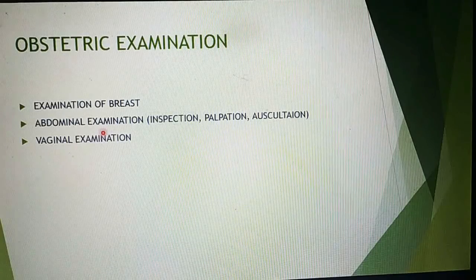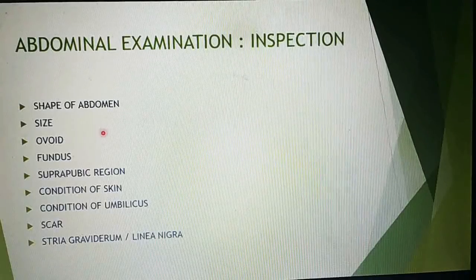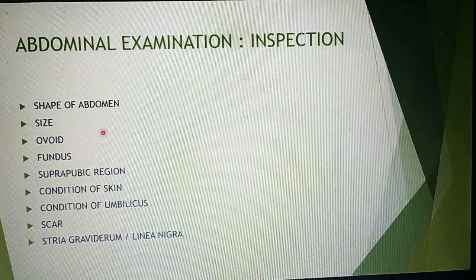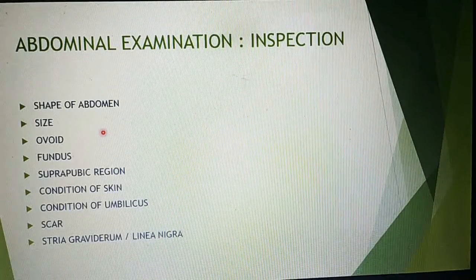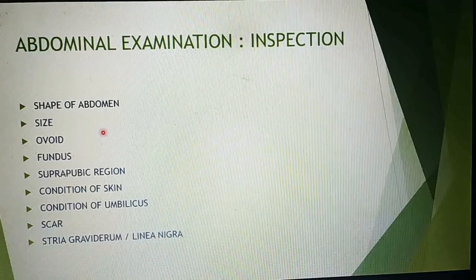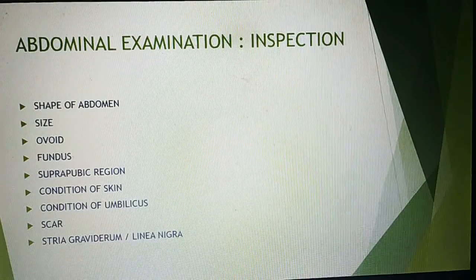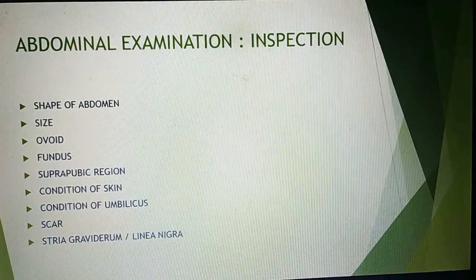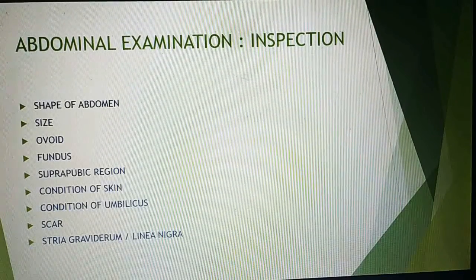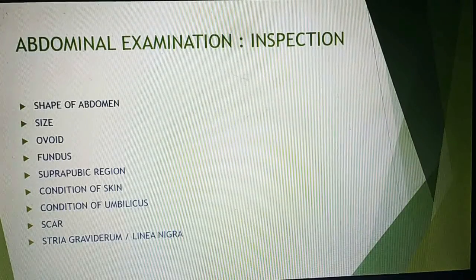Now I'm going to the proper abdominal examination part, that includes inspection, palpation and auscultation. First of all, inspection. Before abdominal examination, there are some preparatory procedures that should be done. Always ask the patient to evacuate her bladder before examination. Always keep a female attendant, preferably a staff nurse. Second, always stand on the right side of the patient.